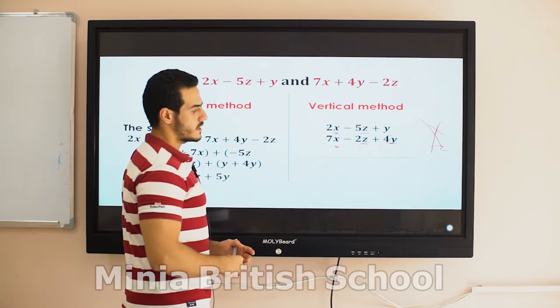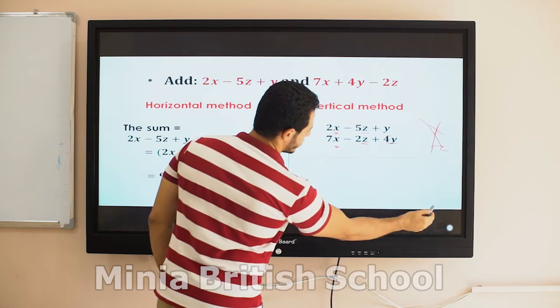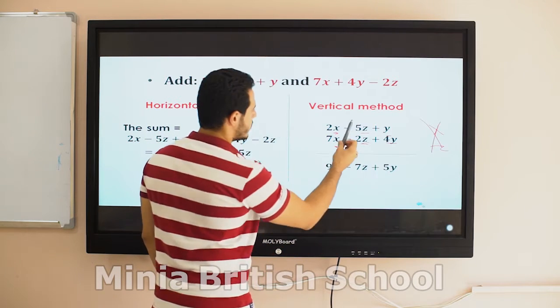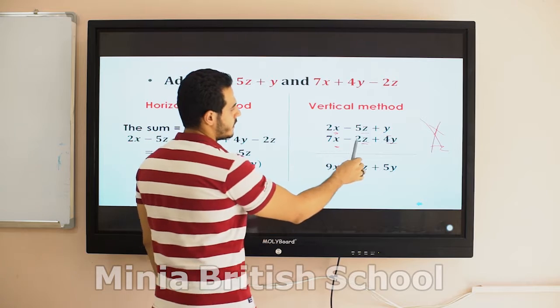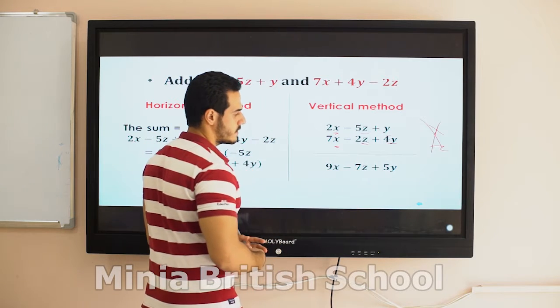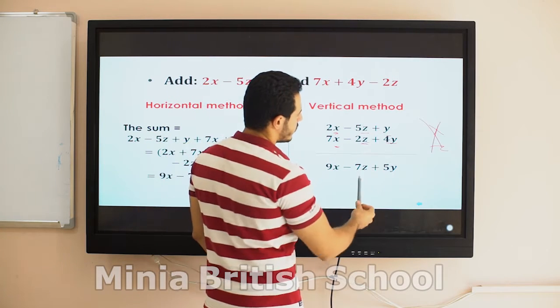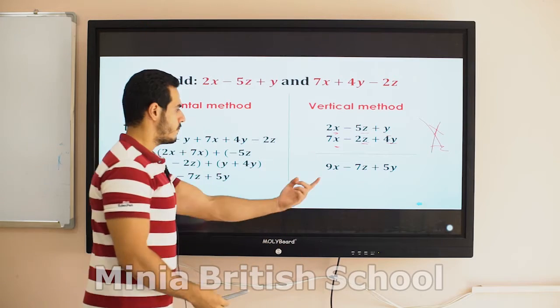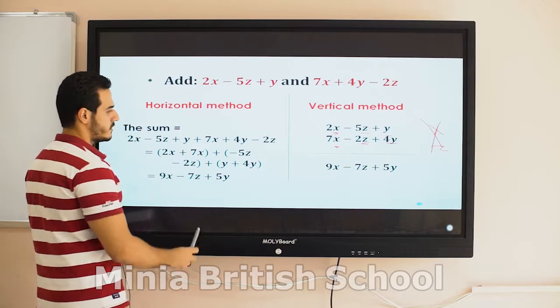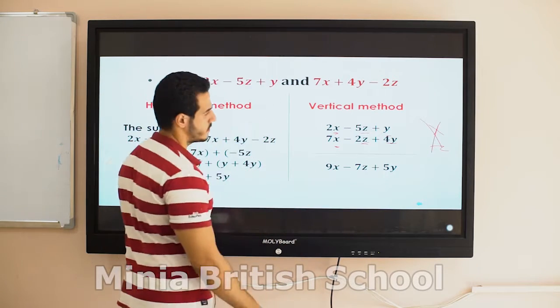2x plus 7x equals 9x. Negative 5z and negative 2z equals negative 7z. Positive y plus 4y equals 5y. The result here is the same as the result here. Okay?